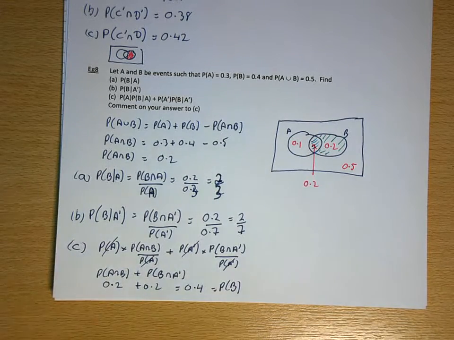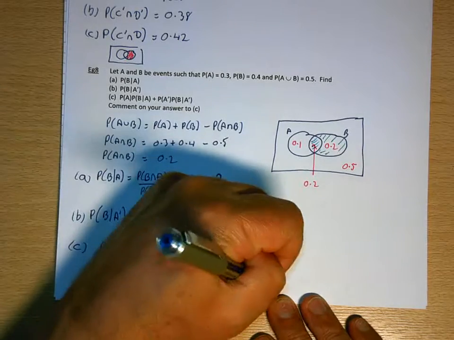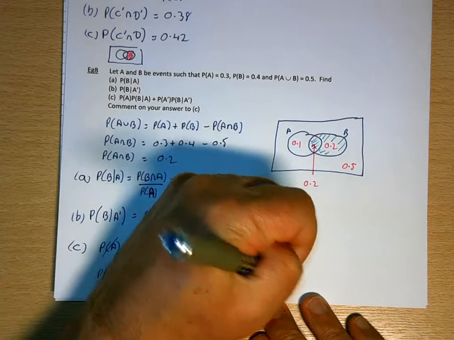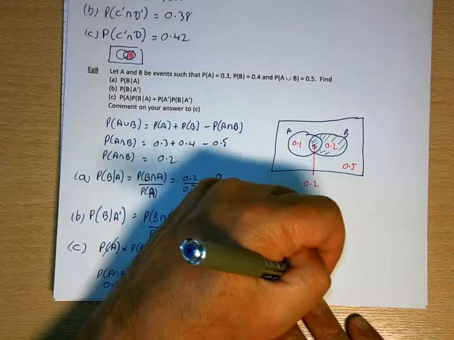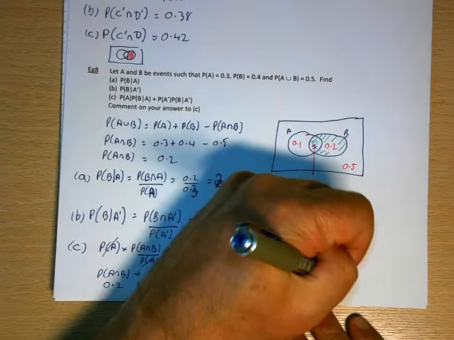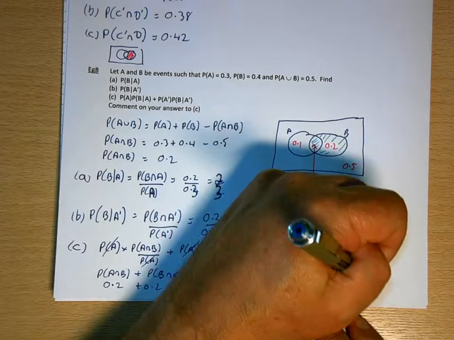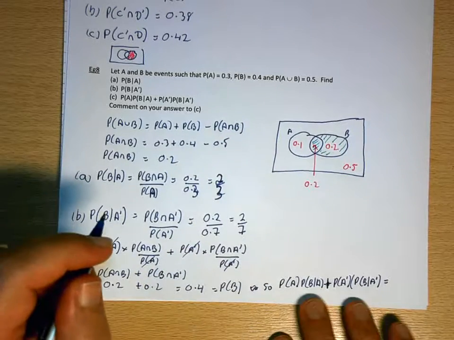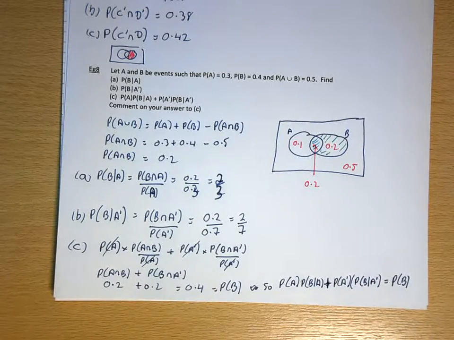Comment on your answer to C. Well, your answer to C is the probability of B. So the probability that they asked us to work out is actually equivalent to the probability of B.